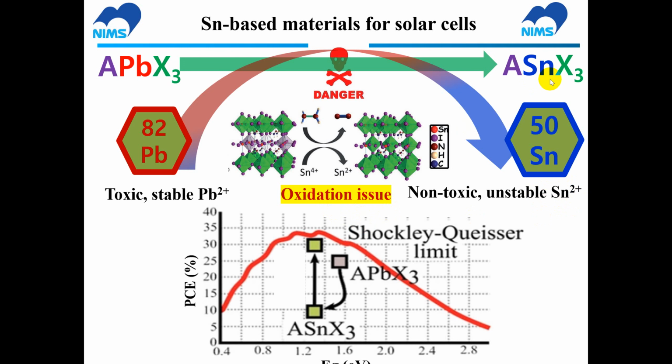And a good point for tin based perovskite solar cell is its band gap is lower than lead based perovskite solar cell, and this band gap lies within the range of optimal band gap of theoretical calculation. And then if we could optimize tin based perovskite solar cell, we can have much higher efficiency than lead based perovskite solar cell.